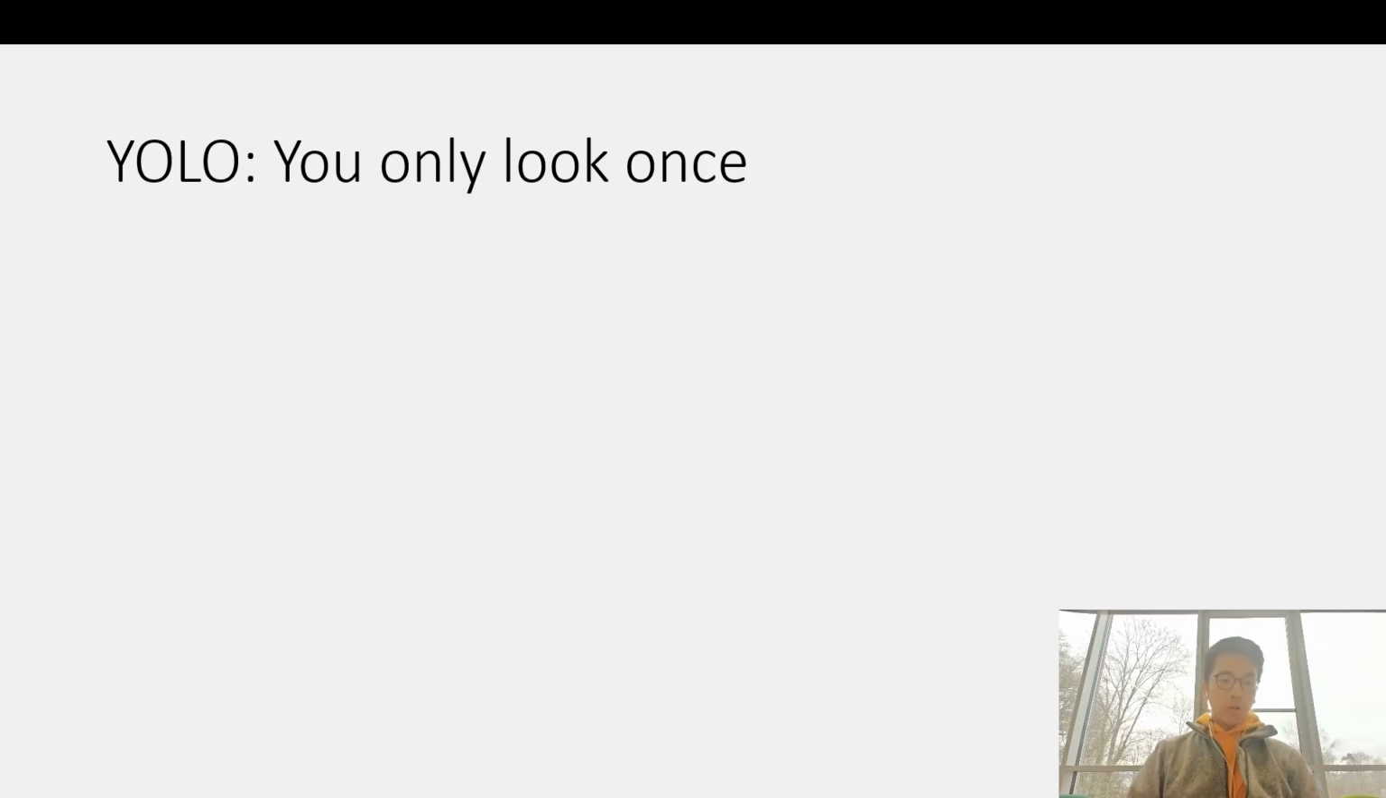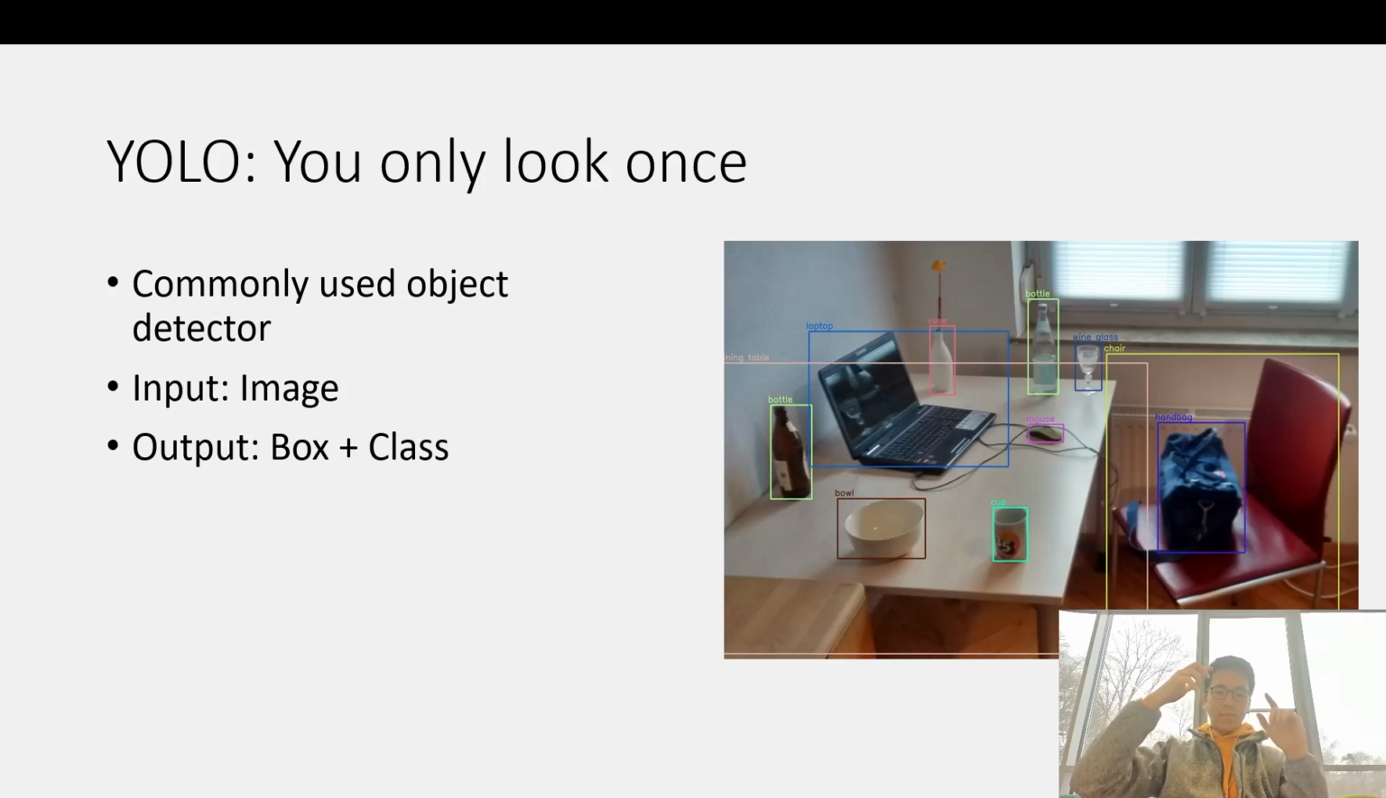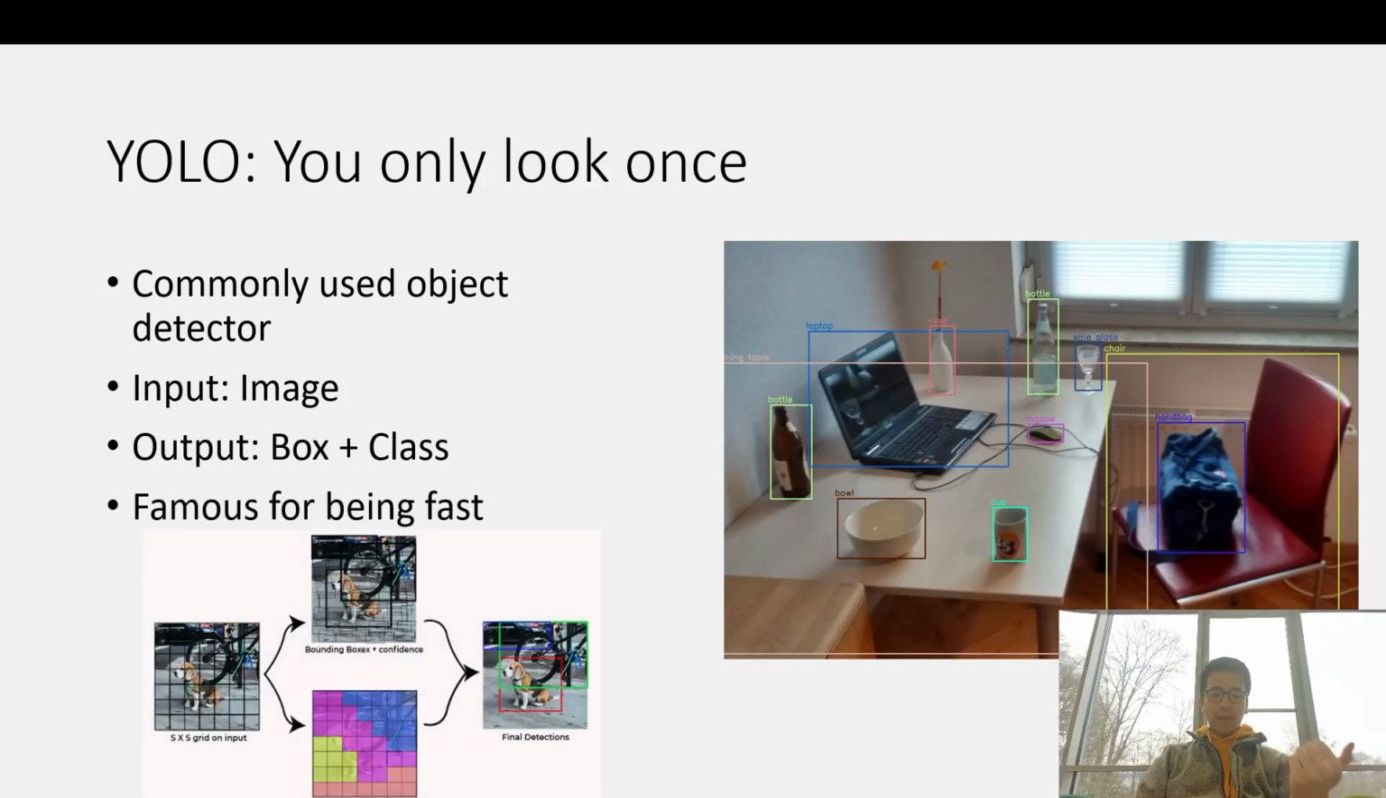So YOLO stands for You Only Look Once, and it's actually an object detector model. What this means is that you put in an image and the model reads in the image and outputs a bounding box and a class. So it tries to detect the objects. For example, here it will be laptop and then it draws a box around it, or chair and it draws a box around it. It's also really famous for being really fast, really easy to use, and so on. So it's a really common model to detect things from an image.